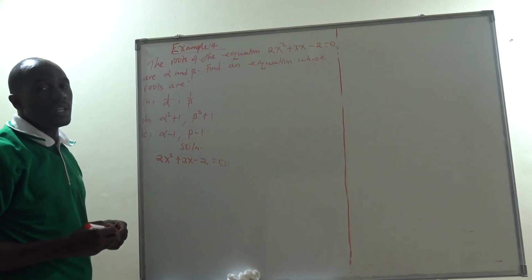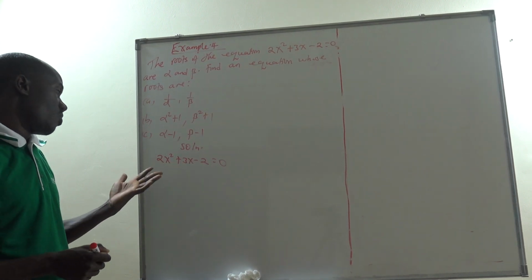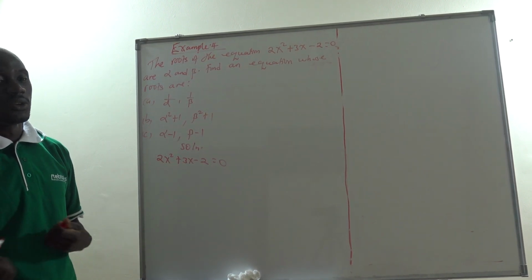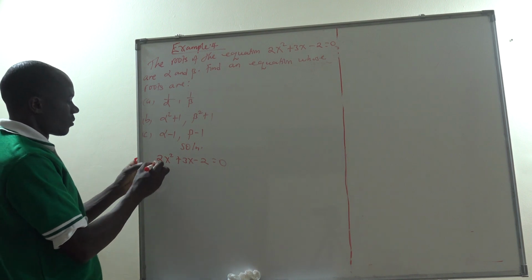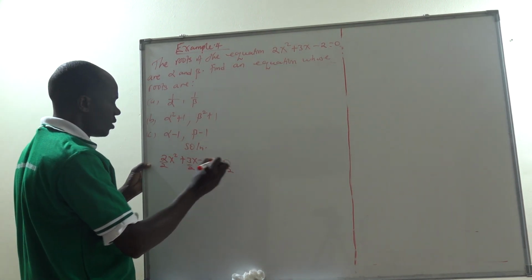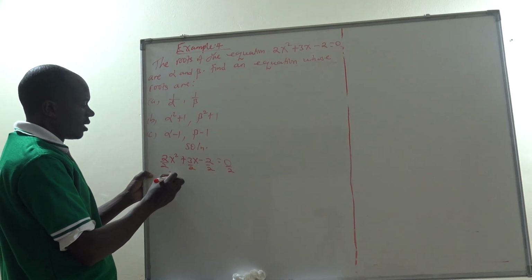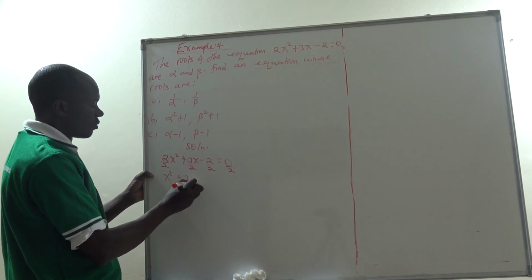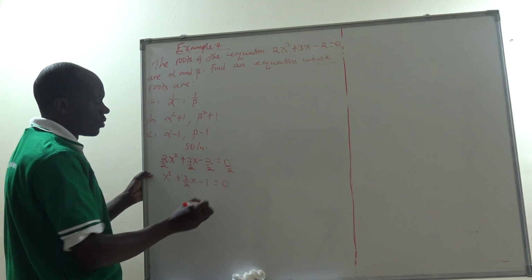Check, is x squared having a coefficient of 1? Good, no. It is having a coefficient of 2. Divide out by 2. So we are getting x squared plus 3 out of 2x minus 1 equals 0.